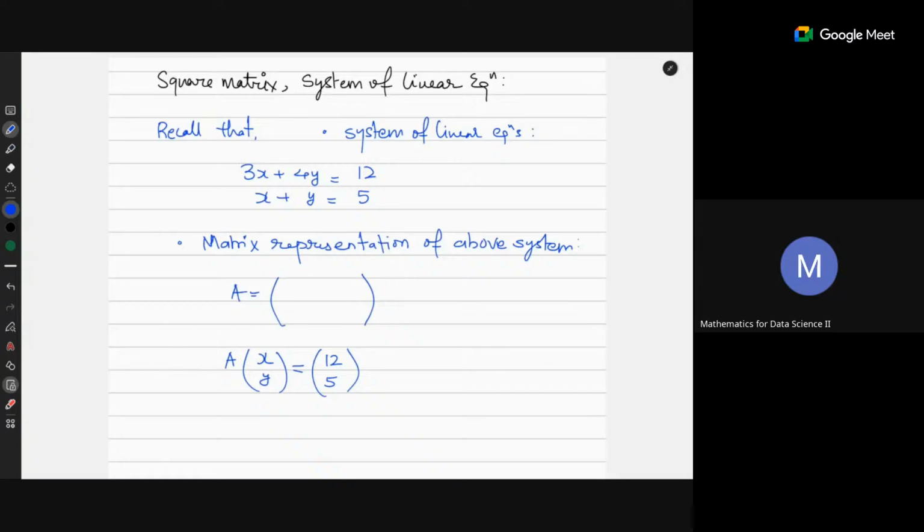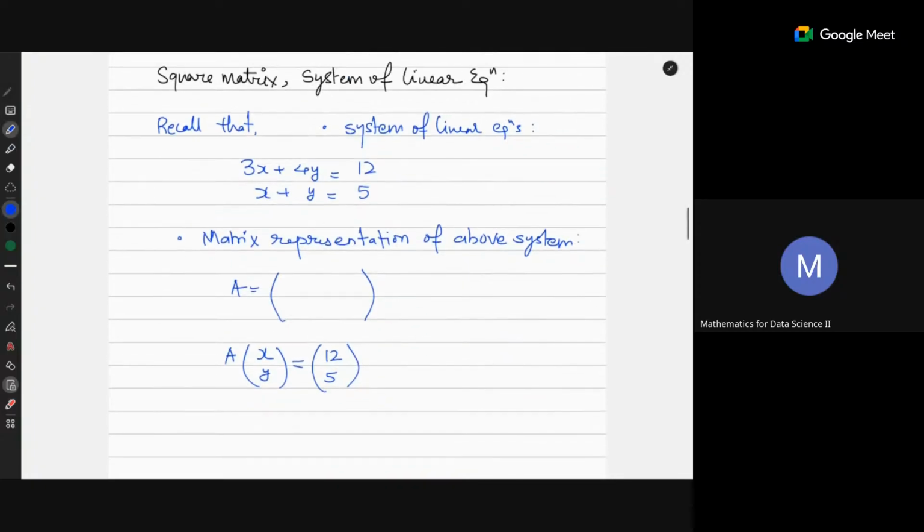Then we can associate a matrix to this by writing the coefficients of x and y in matrix form. Because this is the data, and I can encode this data in terms of a matrix, an array arranged in rows and columns. The corresponding matrix is called the coefficient matrix. So this is called the coefficient matrix.